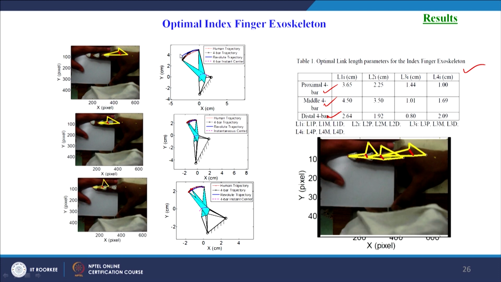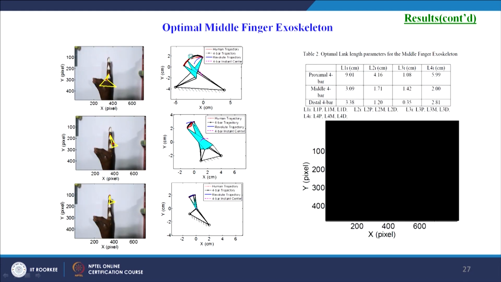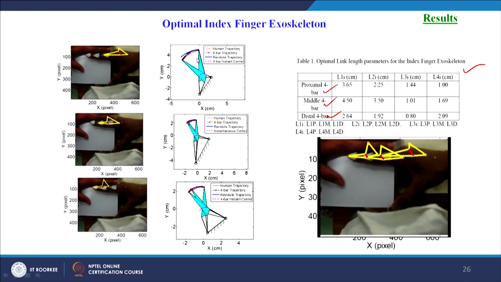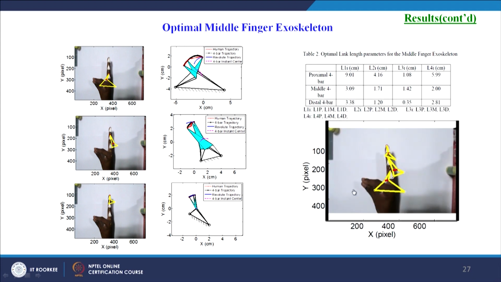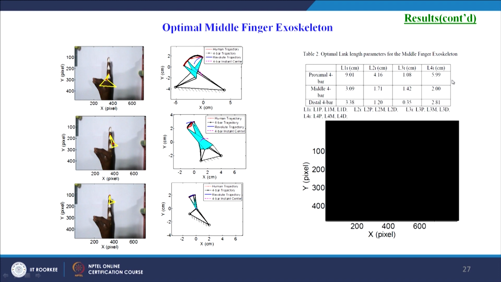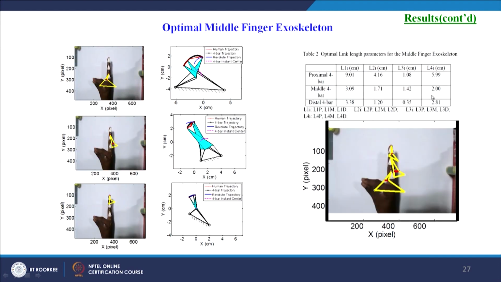and you can see here the trajectory compared with that of the link having the revolute joint and with the 4 bar mechanism, along with that of the human trajectory. Similarly, we can see it for the 4 bar mechanism of the middle phalanx and for the distal phalanx. Likewise, for the middle finger exoskeleton, we have the trajectories varying here, and the instantaneous trajectory of the 4 bar mechanisms also shown here. Then we have this video coming out for the middle finger exoskeleton, and these are the optimal parameters of the middle finger exoskeleton.